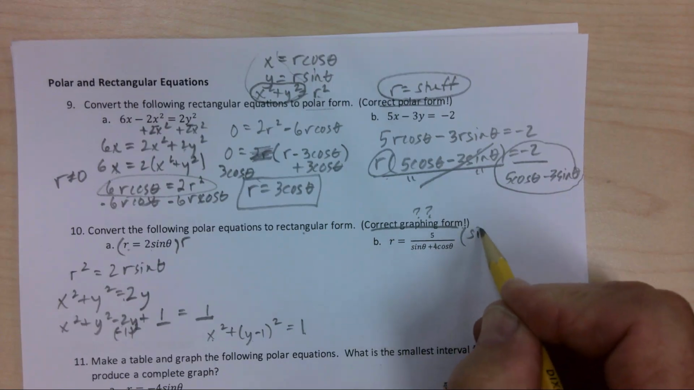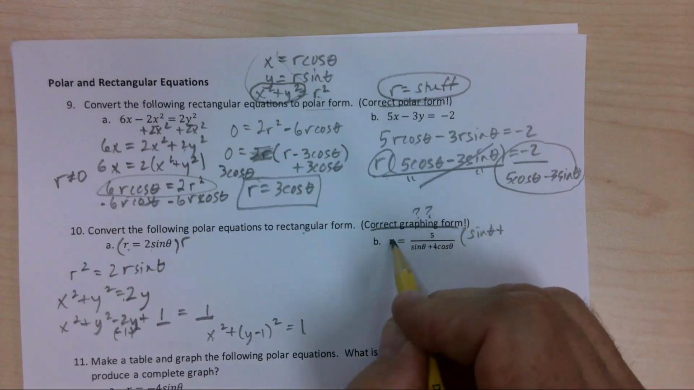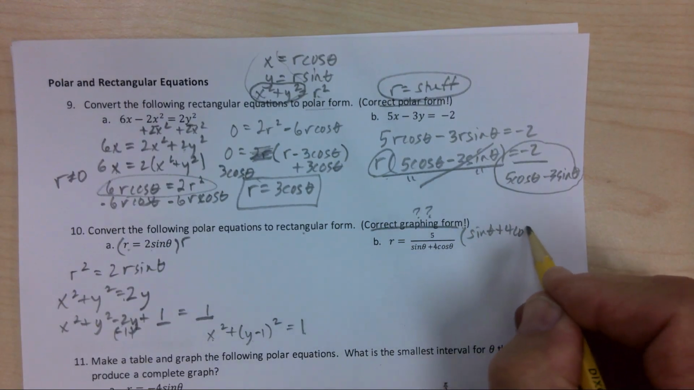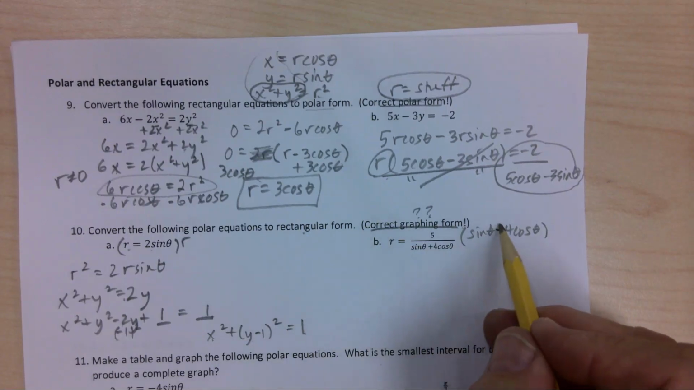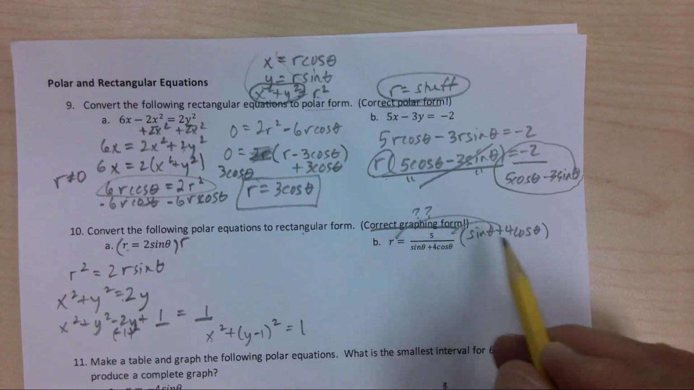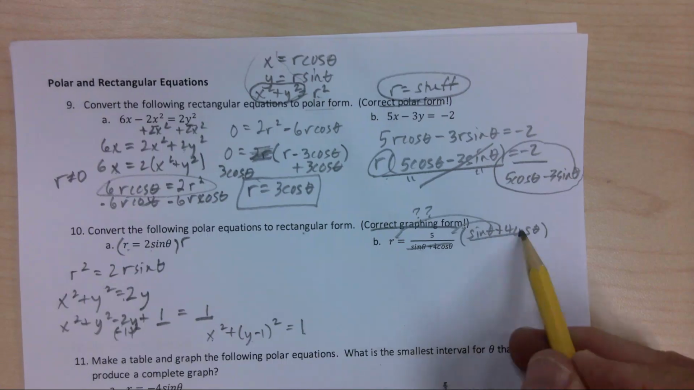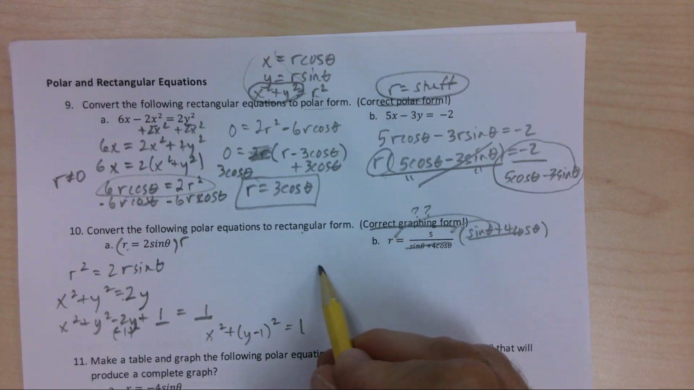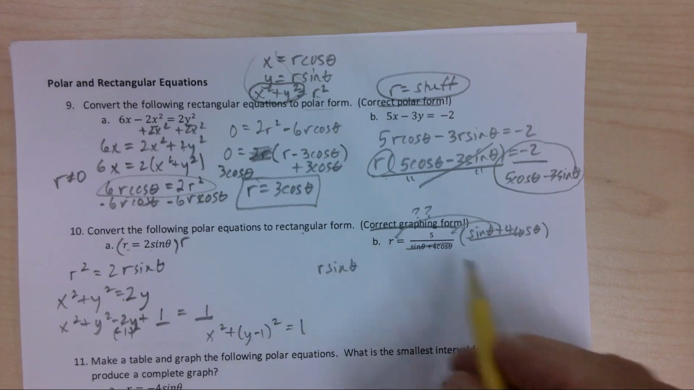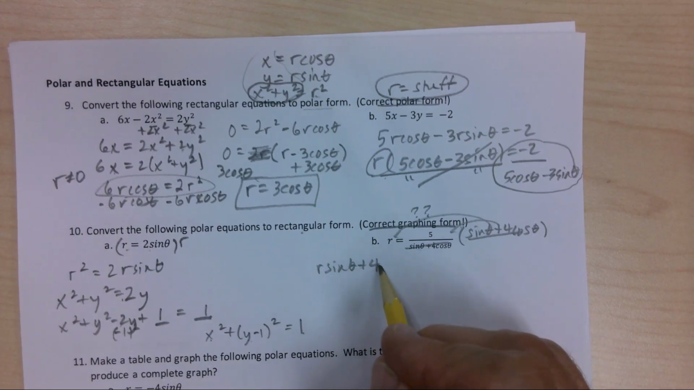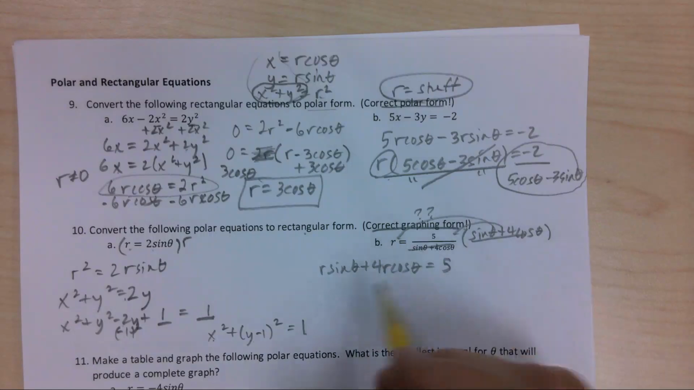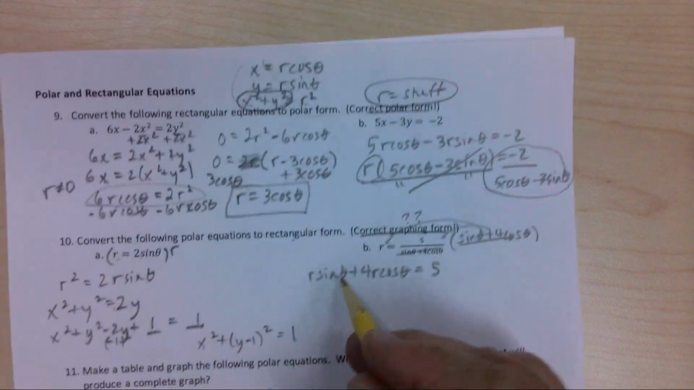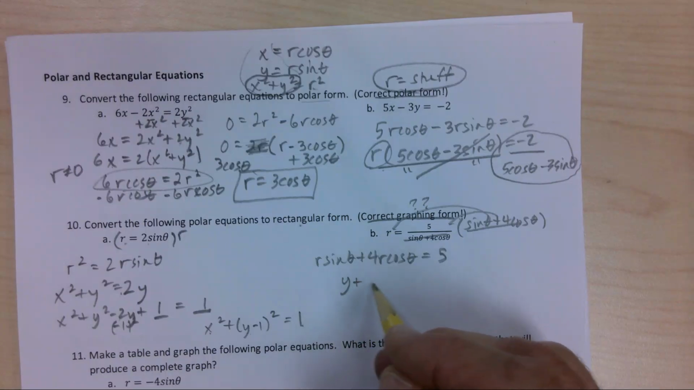So we're going to multiply by it and hope the other side just works out, which you just have to trust that it does. So this hits this, and then this hits this. Over on this side, they cancel. But then over here, I get r sine theta plus 4r cosine theta equals 5. So, looking at the old formula, this is just y plus 4x equals 5.